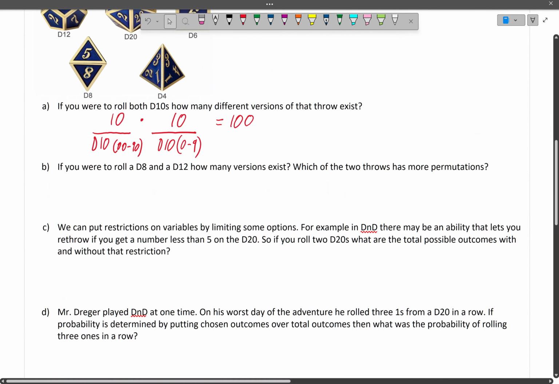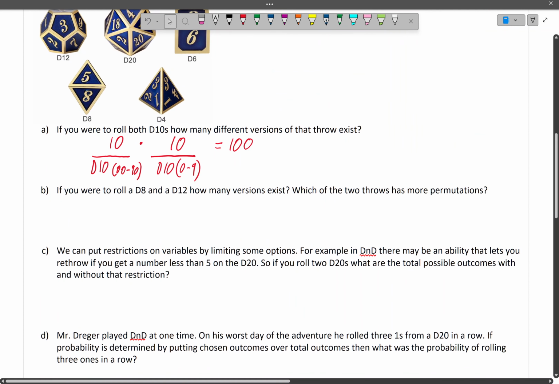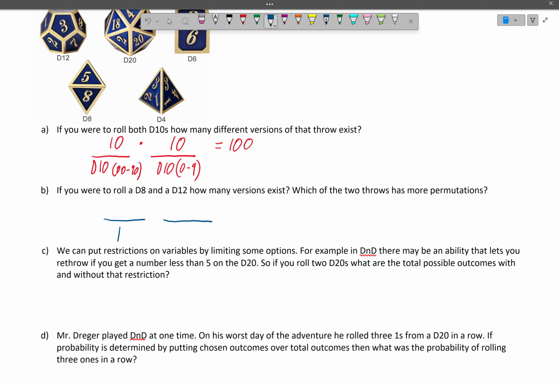If you were to roll a D12 and a D8, how many versions exist now? I recommend you pause the video, and see if you can do this yourself. Okay, D8, D12. It's as simple as 8 times 12, which is 80 plus 16, so 96.